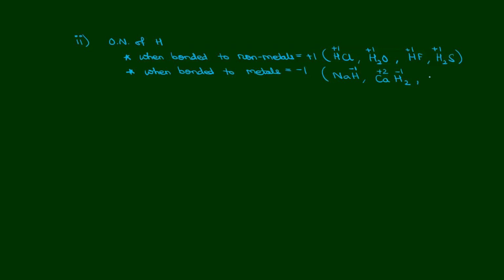Aluminum hydride. AlH3. Super, because +3 and -1 gives you AlH3. Understood?